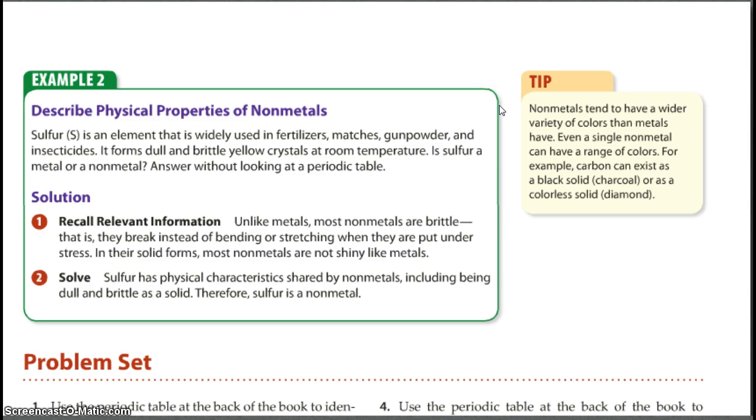Tip: nonmetals tend to have a wider variety of colors than metals have. Even a single nonmetal can have a range of colors. For example, carbon can exist as a black solid, charcoal, or as a colorless solid, diamond. And as you know, there's different colors of diamonds as well.